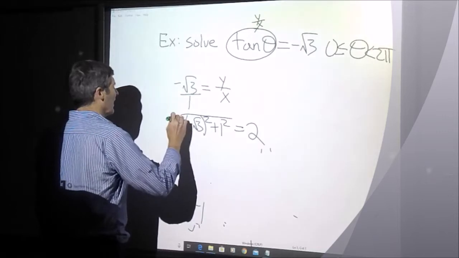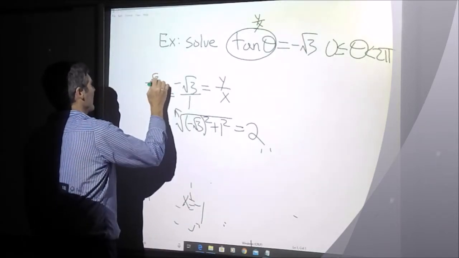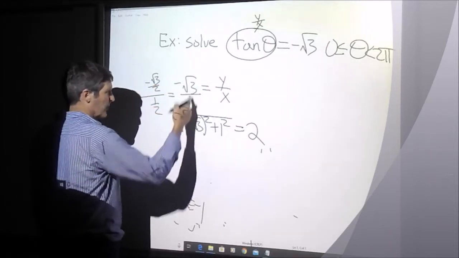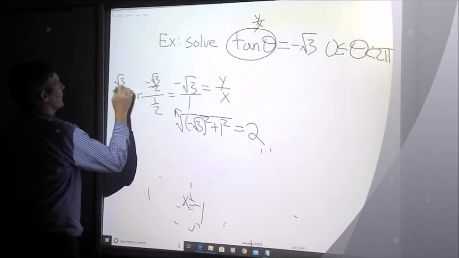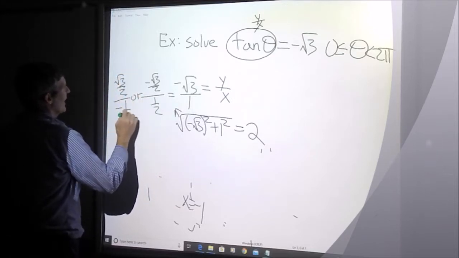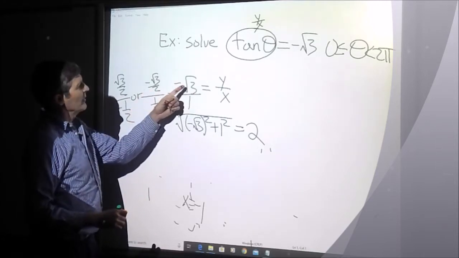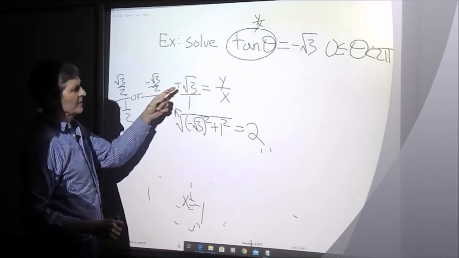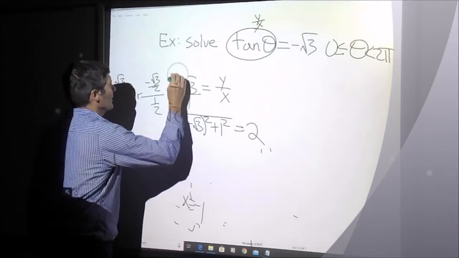I can now divide the top and bottom by that, and say this is the same as minus square root 3 over 2 over a half, or I could put the minus at the bottom, and I could call this square root 3 over 2 over minus a half. And I'm going to say that this can't be a point on the unit circle, y and x, because it's too big. Square root 3 is already 1.732, right? Approximately.